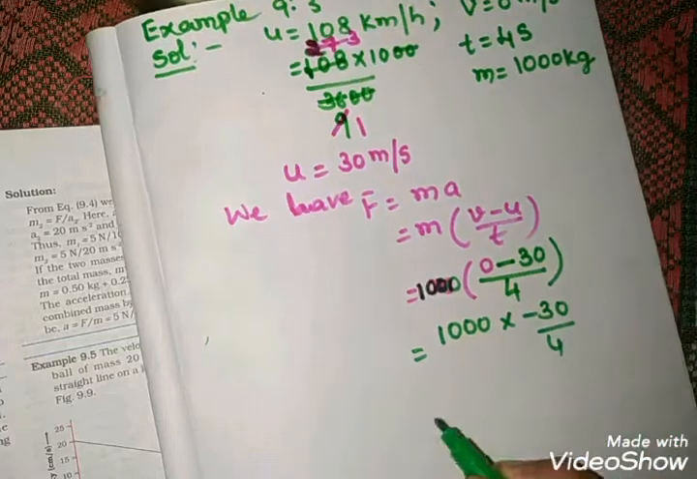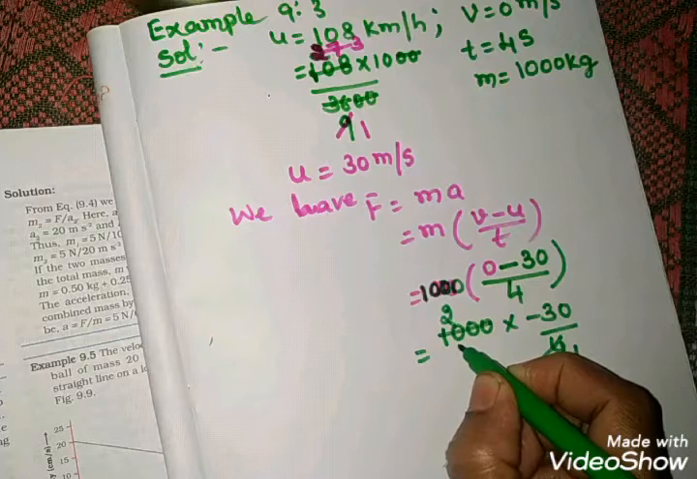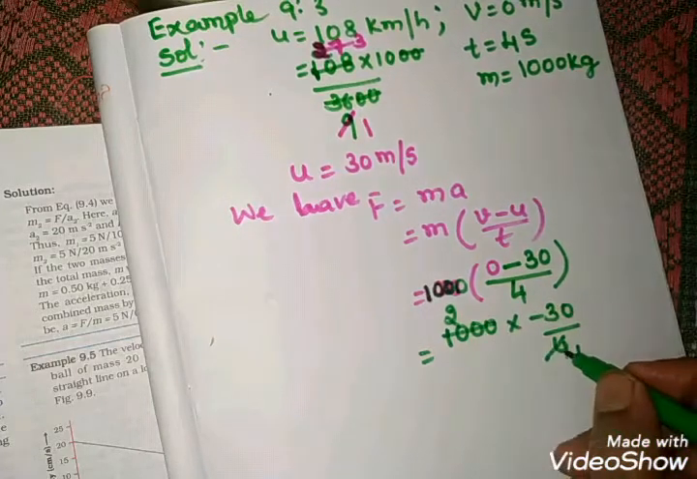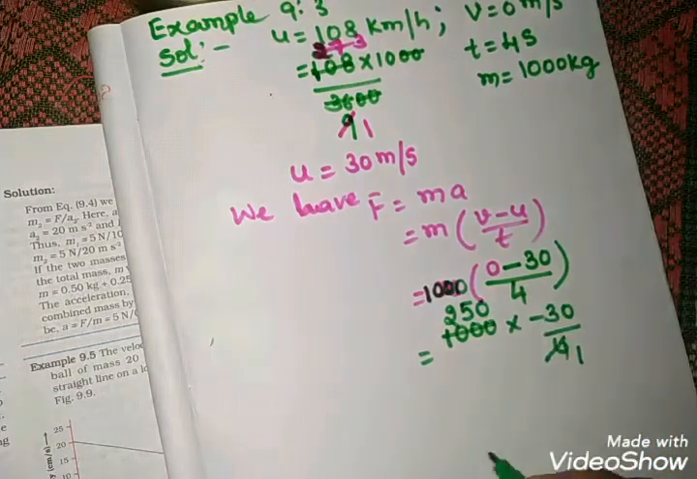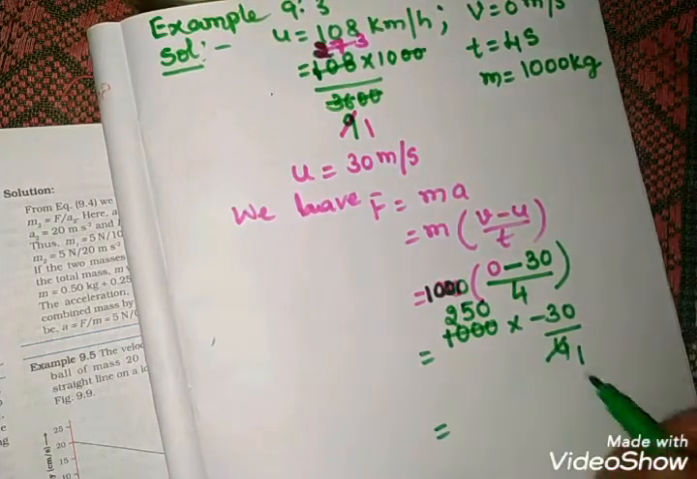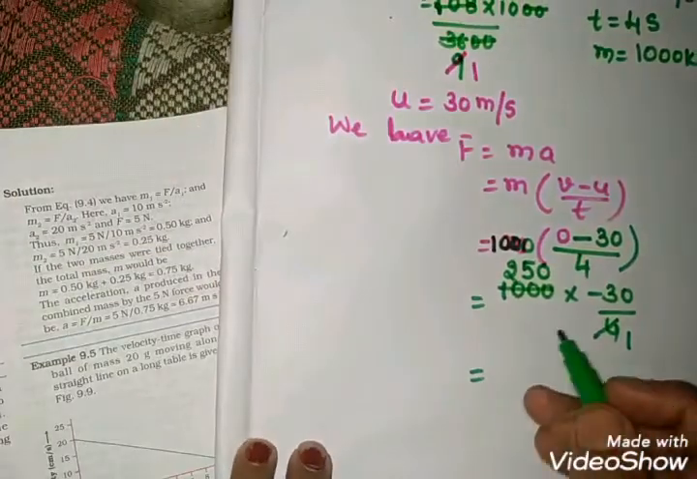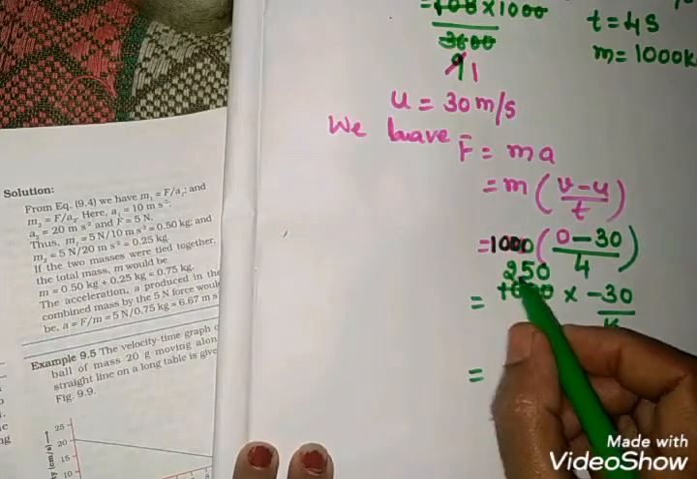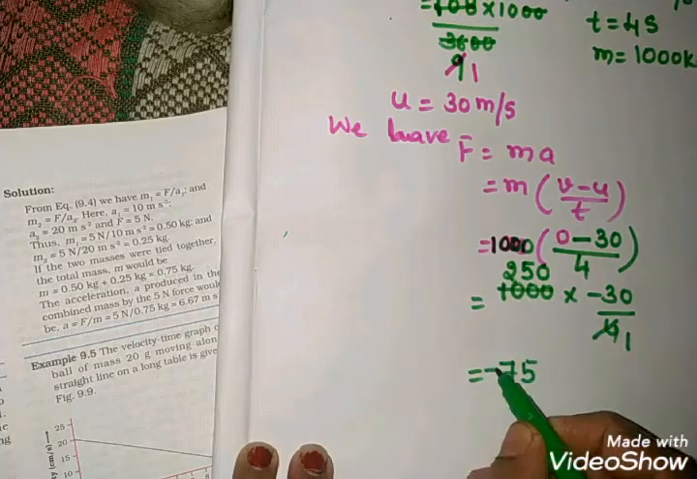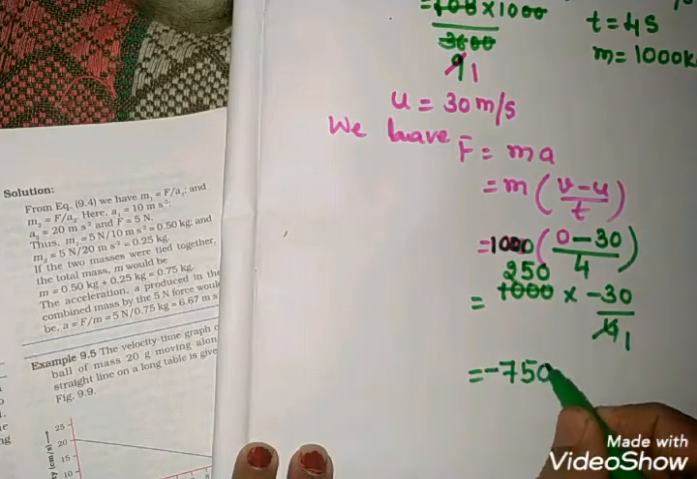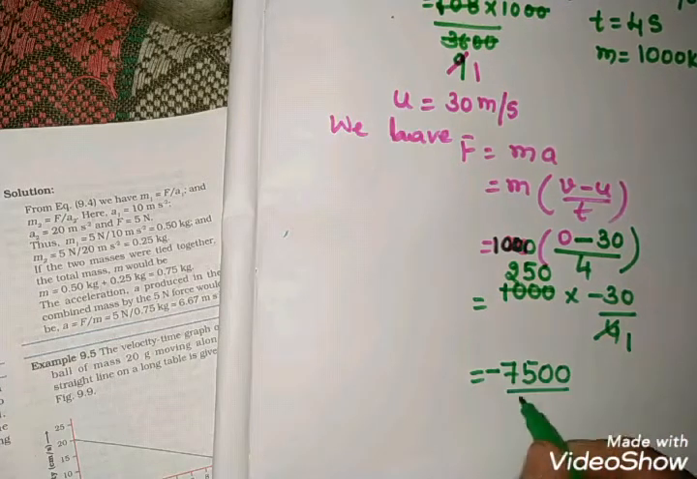Let us try to cancel this now. 4 2s are 8, 2 remained, 4 5s are 20, 0 as it is. So what remained now? 250 into 30. So how to multiply? 25 3s are 75. First write as it is. Plus into minus is minus. 2 zeros are there, 2 zeros multiplied over. So minus 7500.